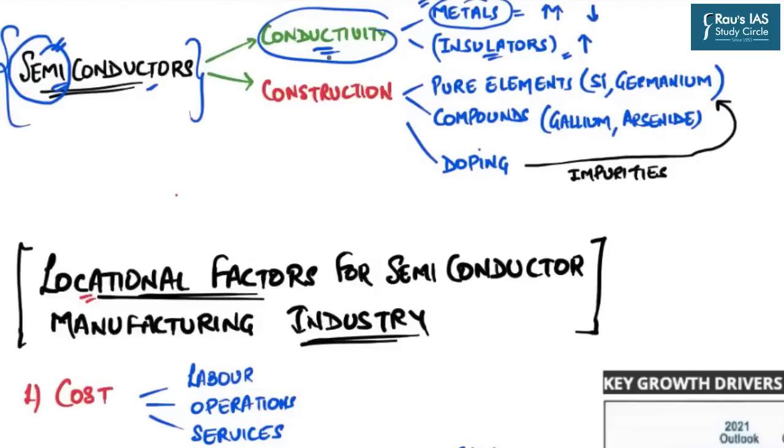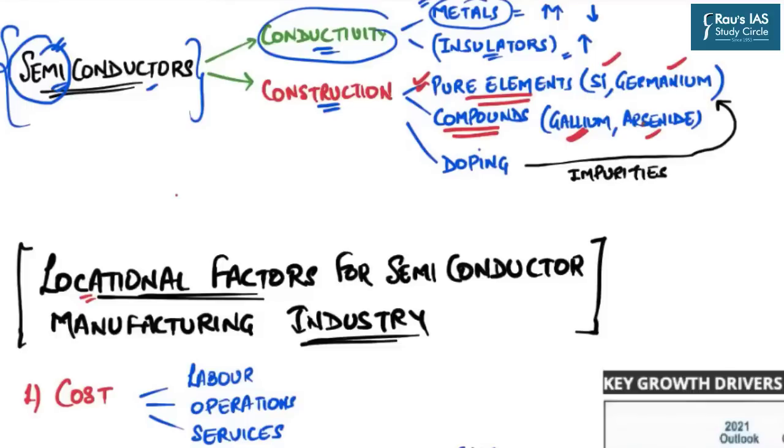So these are semiconductors. How are they constructed, or how are they made? They can be made on the basis of two types of materials. First, they can be made with the help of pure elements, for example silicon or germanium. They can also be made with the help of compounds, such as gallium arsenide, etc.